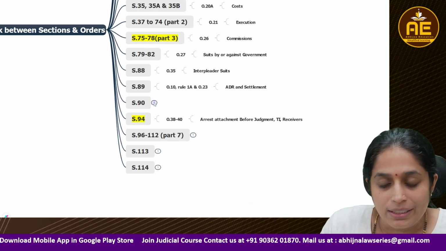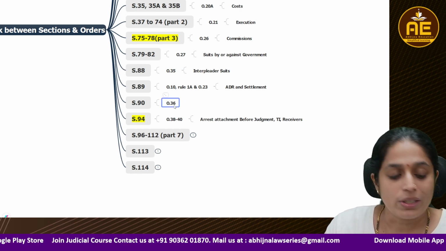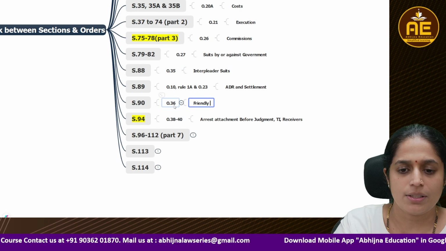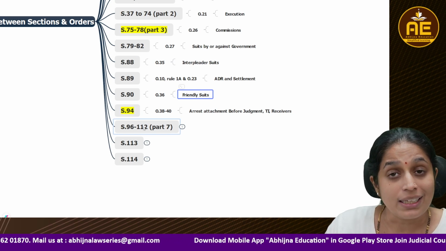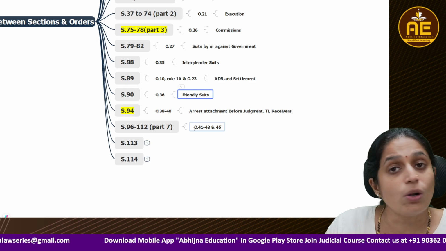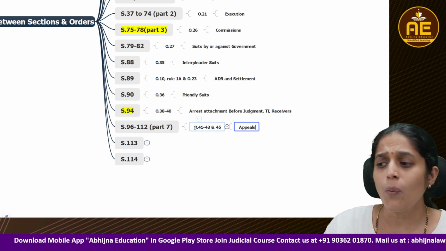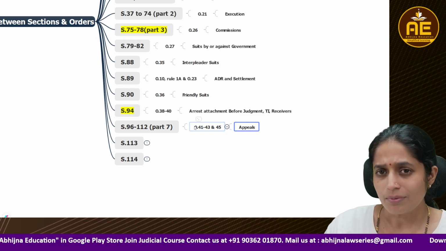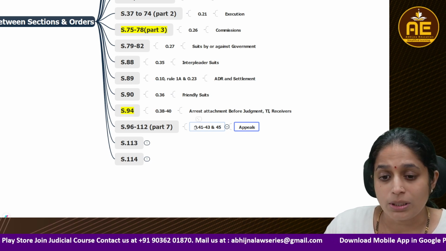Okay, then comes section 90. What is section 90? Section 90 speaks regarding order 36. So it is a kind of friendly suits, special cases, we call friendly suits or special cases. So section 94 we have already dealt with. Section 96 to 112, very important, that is from order 41 to 43 and also order 45. It is all about the appeals, how an appeal should be made. Appeals from appellate decree, appeal from first appellate decree, second appeals, or appeals from orders, appeal to Supreme Court.